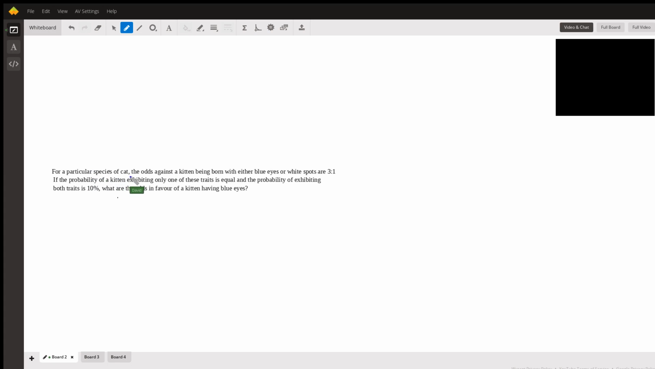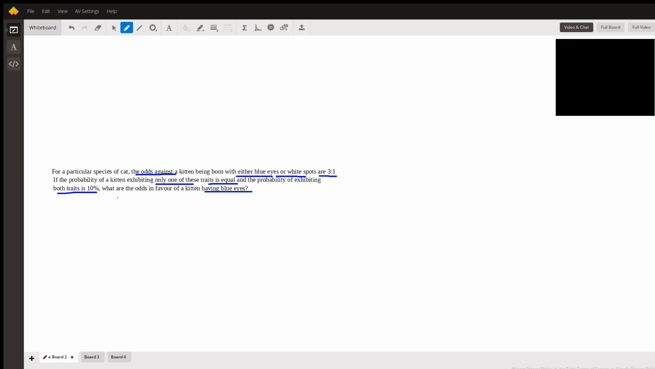So first off, we have odds against, not odds for, but odds against, and it's either blue eyes or white spots. Okay, so looking at blue eyes and white spots, and then the ratio is 3-to-1. Now, they also say that the probability of exhibiting only one of these traits are equal, and they say the probability of exhibiting both traits is 10%. So they want to find out in the end what's the odds of getting blue eyes altogether.